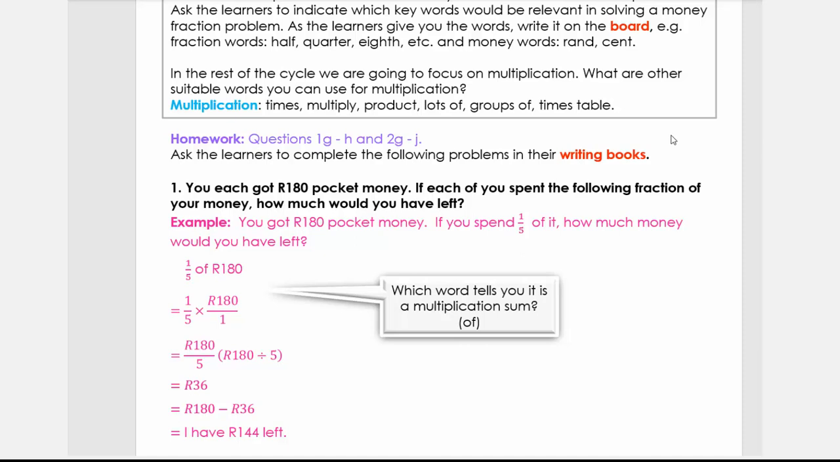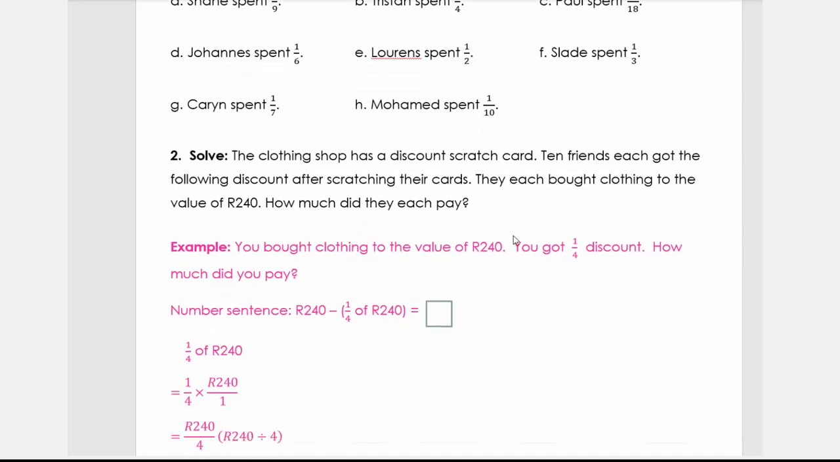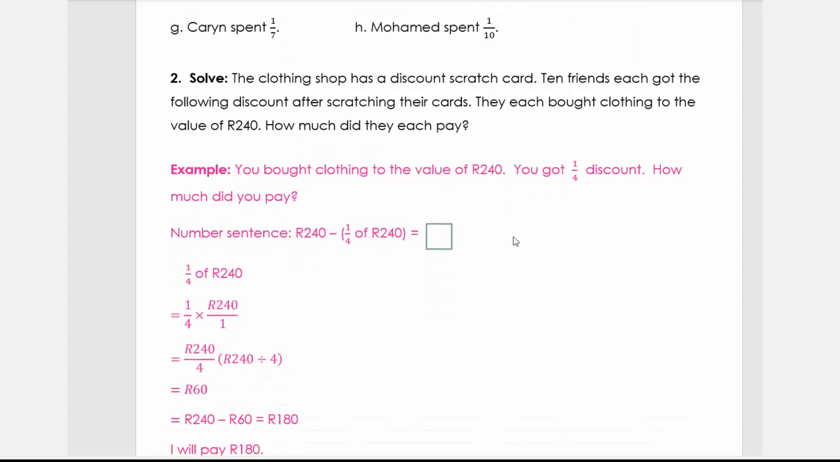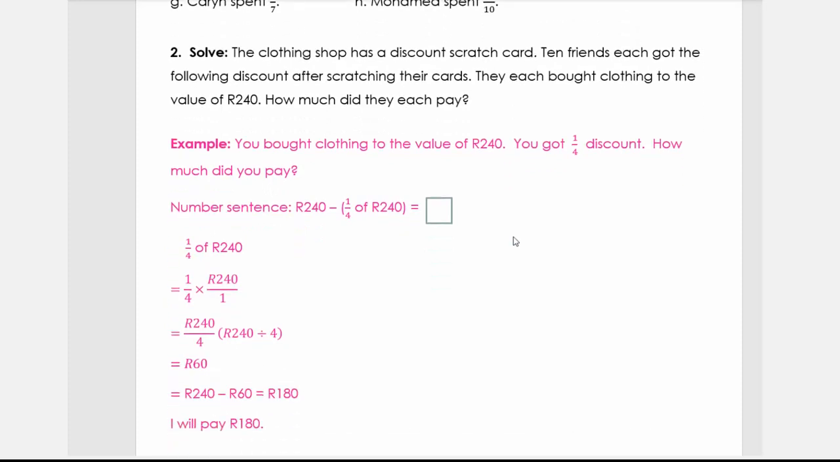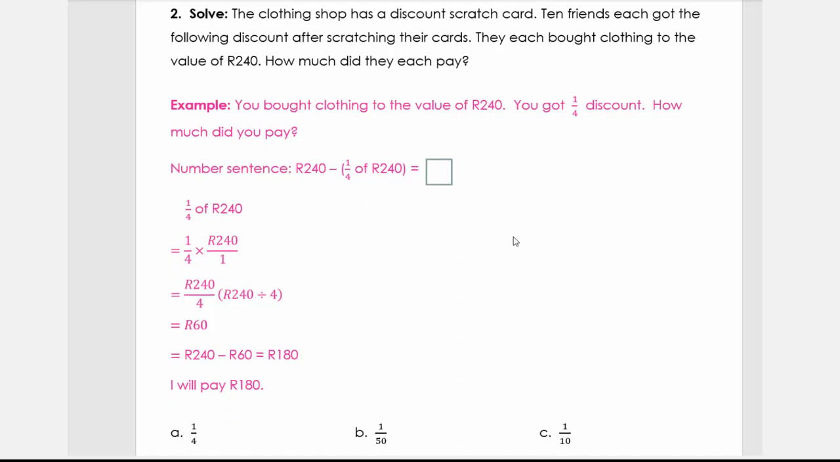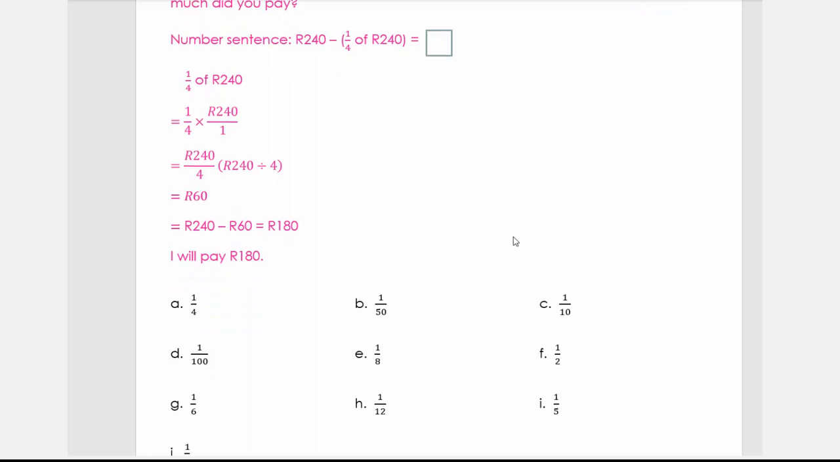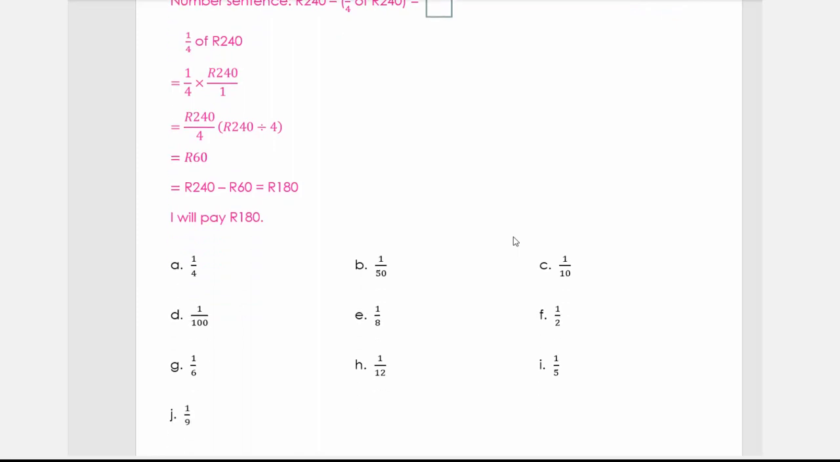So it's time to pause and do it. Now I want you to do all of these, A to H, using the same example. Then you're going to solve number 2. First, pause here and work carefully through the example. And then you're going to answer A to J.